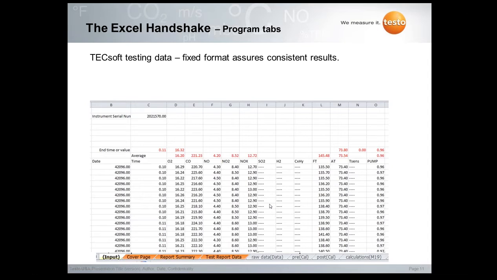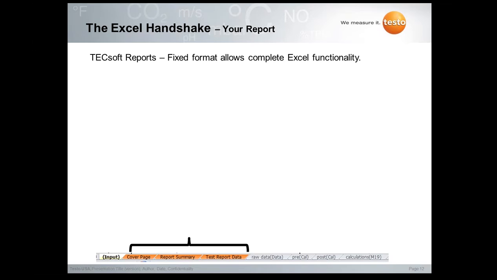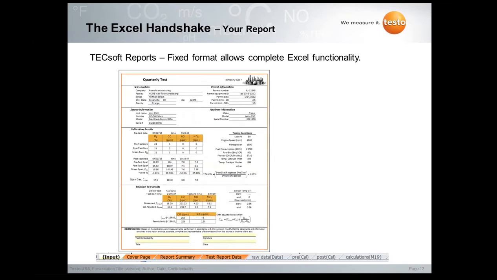Some more of the program tabs. And it's the testing data. And the same thing, it's a fixed format, which assures a consistent result regardless of what you're testing. This is an example of all what we consider raw data. That always comes out in this format, and the calibration data comes out in a consistent format all the time. And again, the raw data is also encrypted.